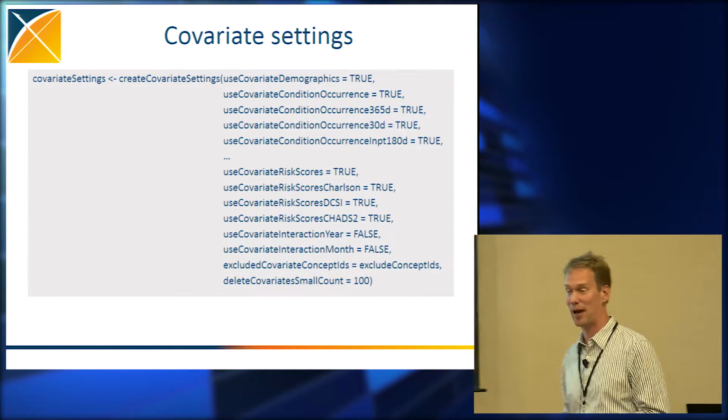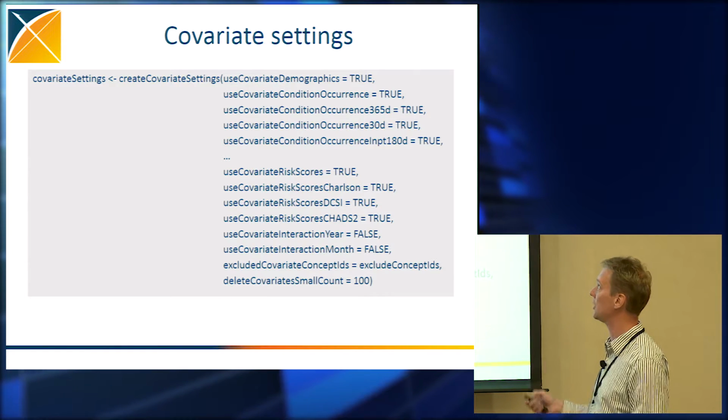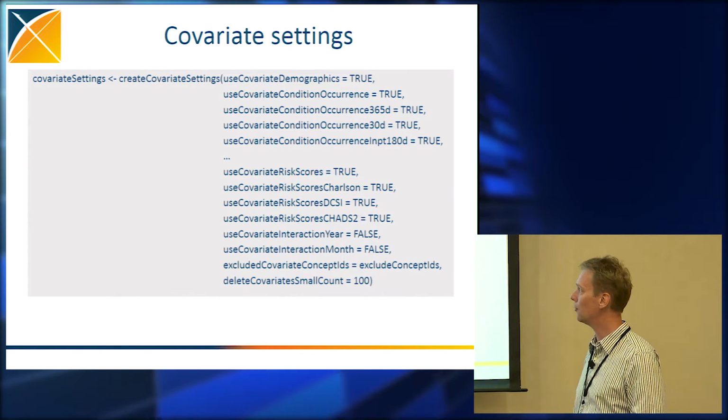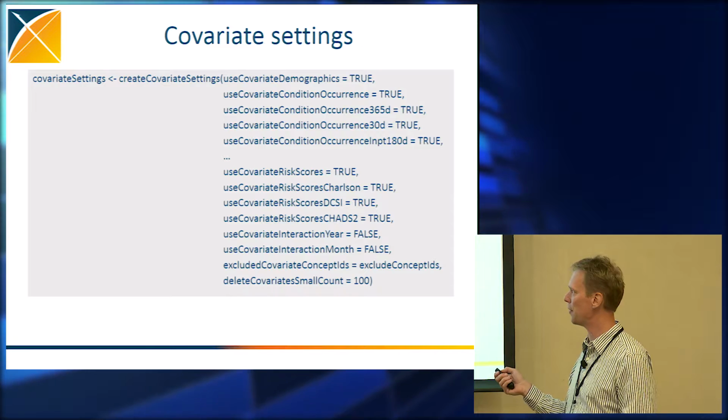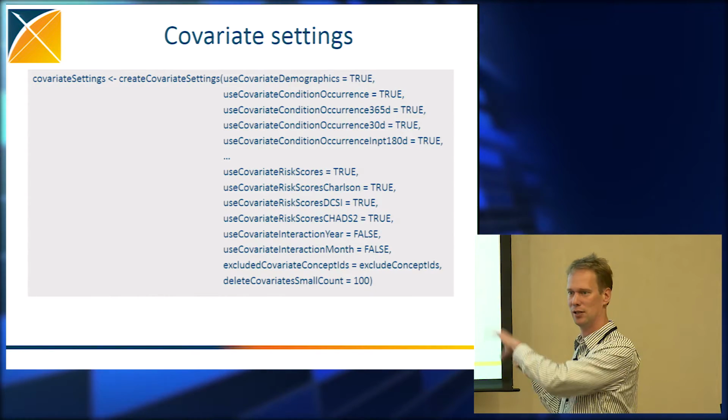So how would you do that in the package? If you create your covariate settings, just turn everything to true. Although these interactions with month and year, we usually set them to false, but they're actually going to disappear soon.